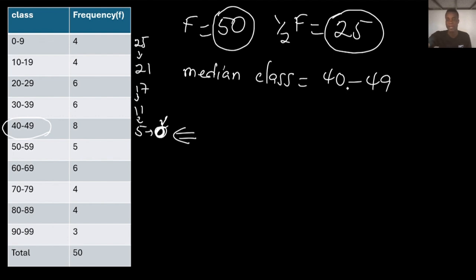So 40 minus 49 will be our median class. Are you okay? Yeah.